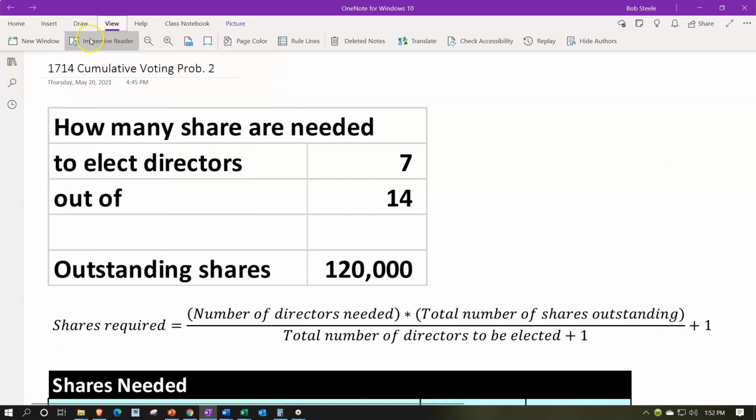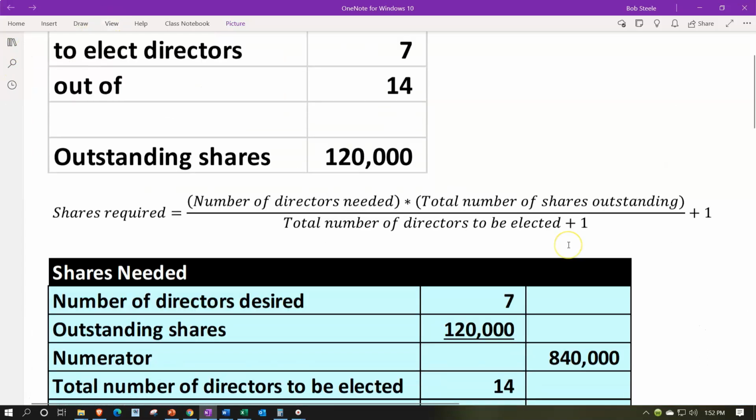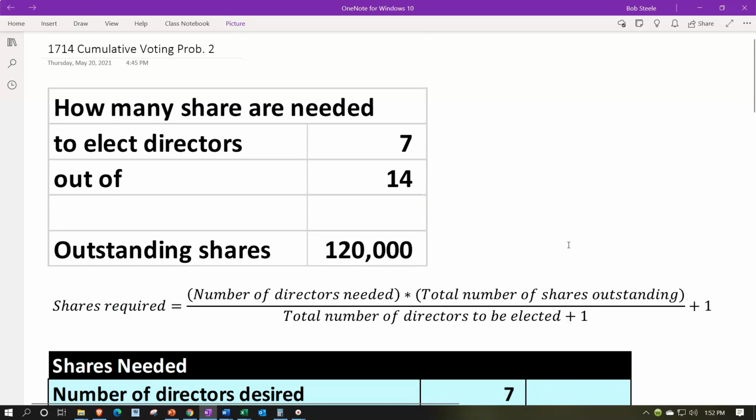Closing the icon, we got our information up top. We're going to go through the calculations on down below. Second problem of the cumulative voting problem. This one's going to be a little bit more complex, with bigger numbers than our prior problem. So if you want a more simplified problem, take a look at the prior problem. Our question here: how many shares are needed to elect directors?